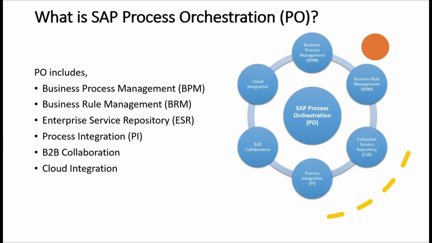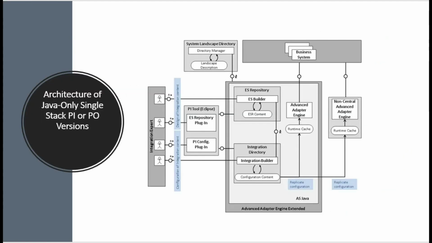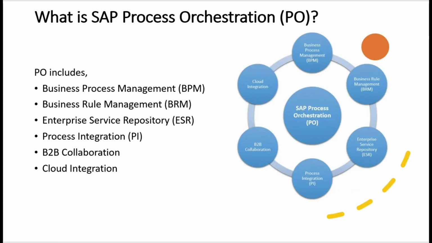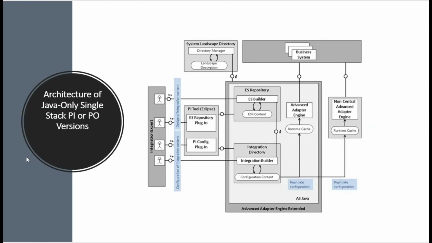And the components of process orchestration are usually ESR, ID, SLD, and AAE, the advanced adapter engine. The functionality of ESR, ID, and IE are bundled together as the advanced adapter engine in SAP PI/PO single stack, and here you see the architecture of the single stack SAP PI version. So this is the PI or PO version architecture, which is based on Java only single stack, right?